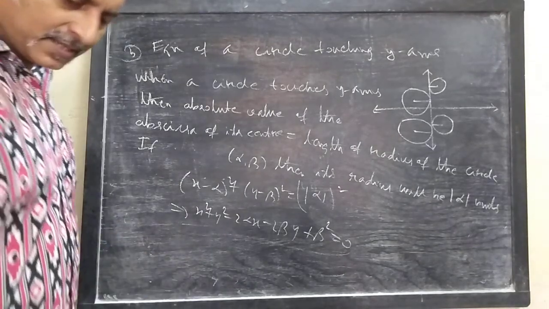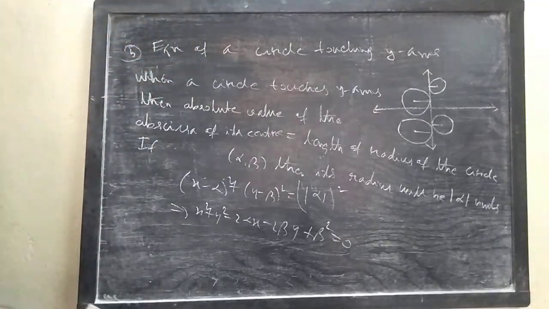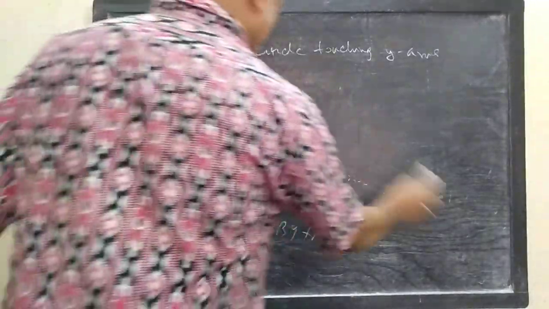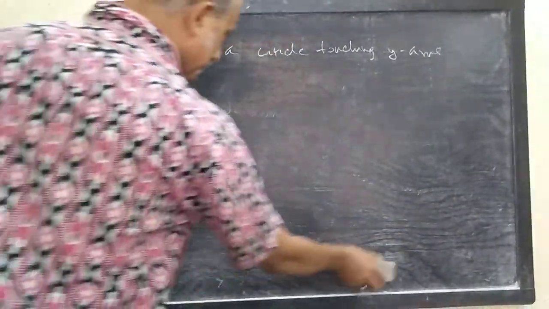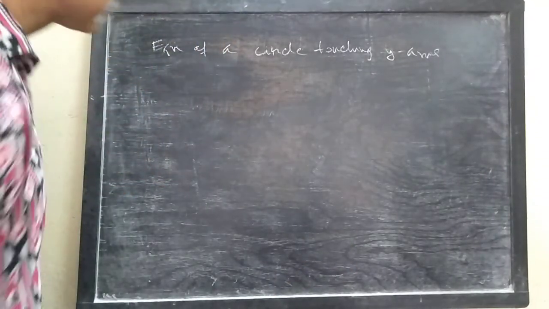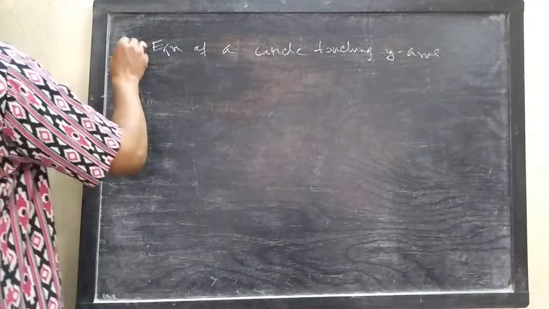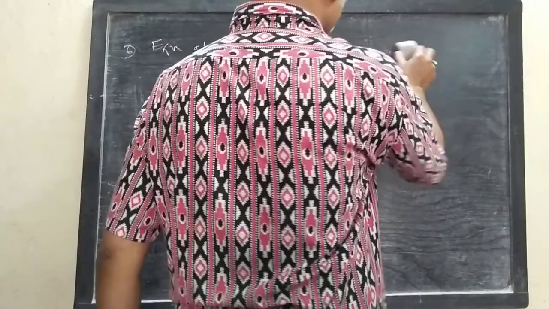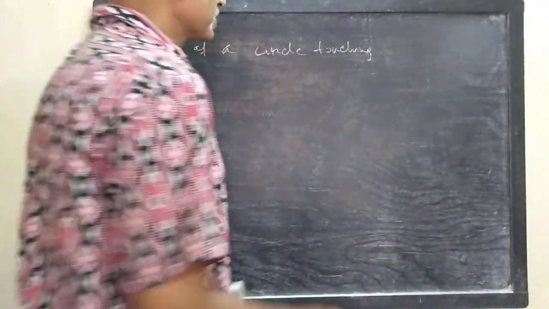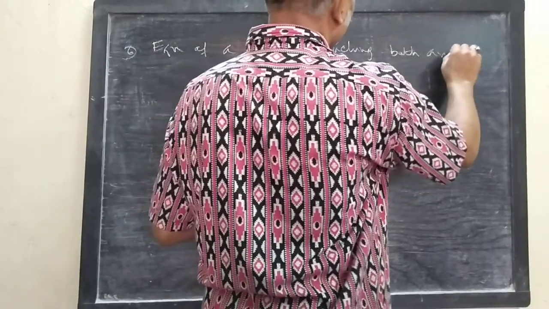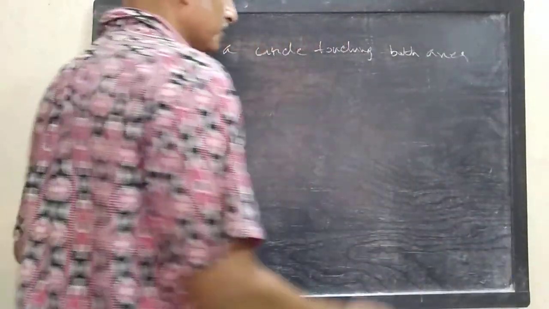Next, category 6, equation of circle touching both axes. Touching both axes.